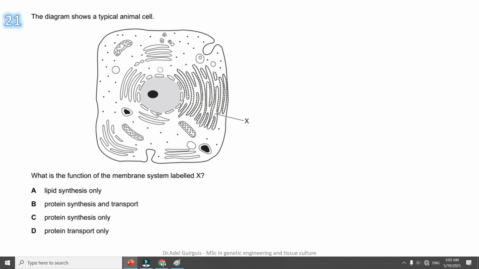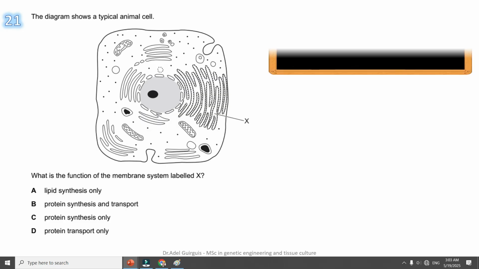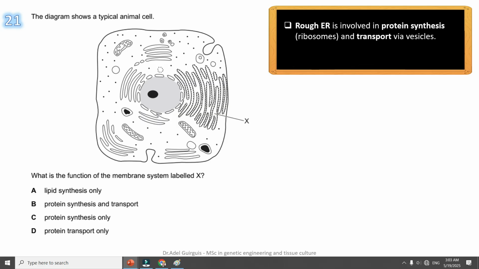Number 21. The diagram shows a typical animal cell. What is the function of the membrane system labeled X? X is considered cisterna of rough endoplasmic reticulum, where it is needed for protein modification and transport as certain vesicles bud off its surface. So here, rough endoplasmic reticulum is involved in protein synthesis where ribosomes are attached to its surface, and also needed for transport via vesicles, so the answer is B.